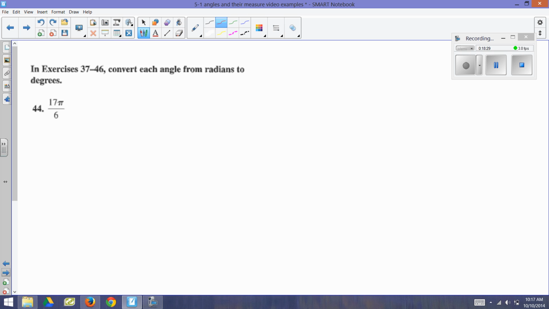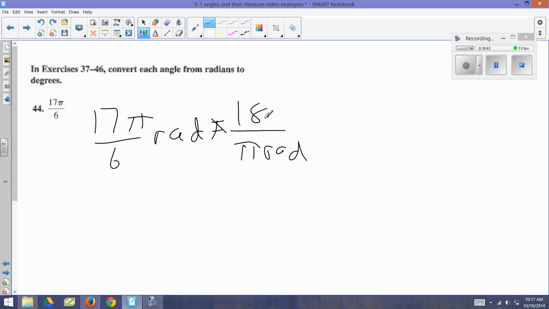17 pi over 6 radians is multiplied by pi radians on the bottom, 180 degrees on the top. Pi's cancel out, the radians cancel out. 6 goes into 180 30 times. So my answer ends up to be in degrees. And when I multiply this out, you have 510 degrees, because 3 times 17 is 51, so 30 times 17 is 510.